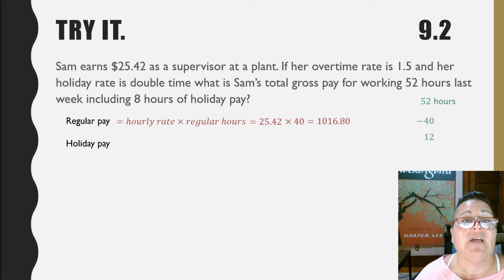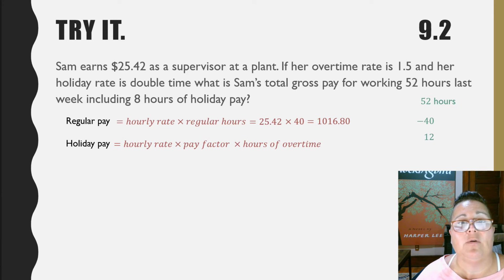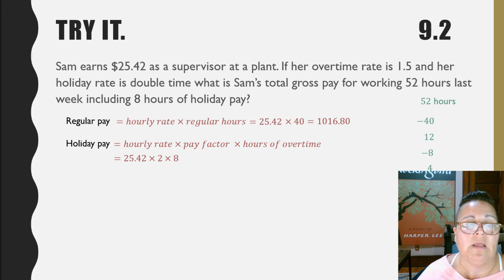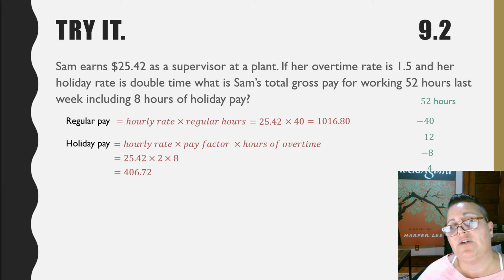We know that Sam received holiday pay, and we know that she got 8 hours of holiday pay. So we're going to take the hourly rate of $25.42. Her holiday pay is double, or 2 times. That's her pay factor there. And then 8 hours, or the number of hours she worked holiday pay. So if I do that, I have to take those 8 hours off the 12 remaining, leaving me with 4. And I can see that $25.42 times 2 times 8 is $406.72.